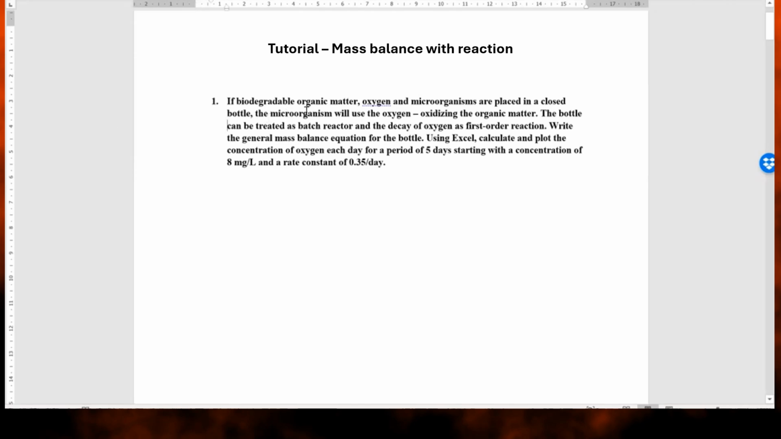A biodegradable organic matter, oxygen and microorganisms are placed in a closed bottle. The microorganisms will use the oxygen, oxidizing the organic matter. The bottle can be treated as a batch reactor. So this one is a batch reactor, right? And the decay of oxygen is a first order reaction. Write the general mass balance equation for the bottle. Using Excel, calculate and plot the concentration of oxygen each day for a period of 5 days, starting with a concentration of 8 milligrams per liter and a rate constant of 0.35 per day.